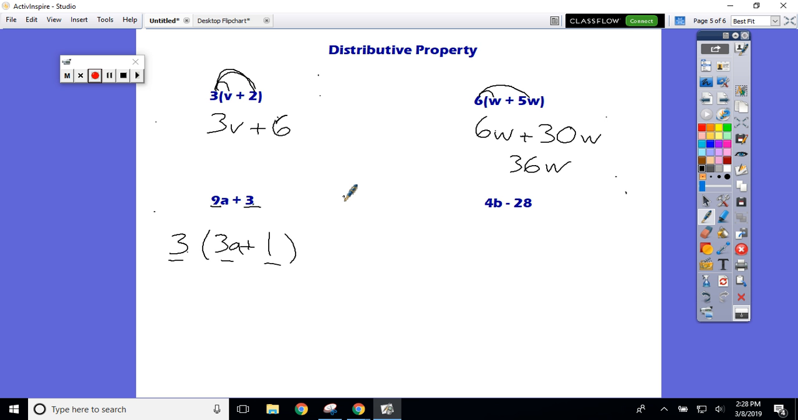Over here, lastly, I have 4b minus 28. I'm going to get it into this form. I look for a number that's a factor of 4 and 28. There's more than one choice here. When in doubt, I go with the biggest number that they can both be divided by, and that's 4. 4b divided by 4 is 1b. I just write it with a b because the 1 is just sort of assumed. And 28 divided by 4 is 7. And I'm all set.